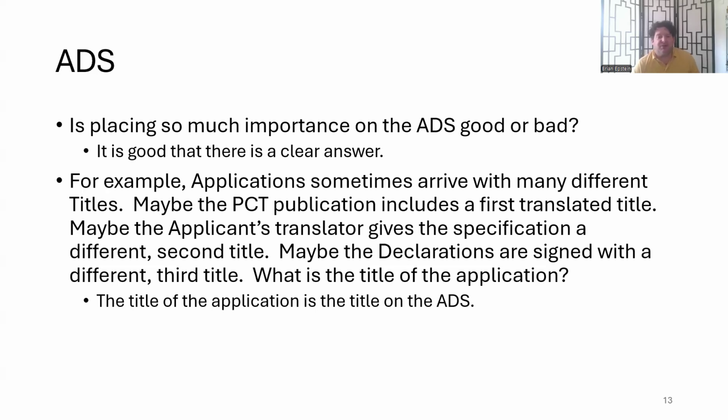Maybe the declarations are signed with a different third title, right? Some in-house person translates it. They don't know what the translator is going to say it is. They're not looking at the RO 101. Maybe they're using a declaration from the original Japanese filing, whatever it is. I guess it wouldn't have a declaration, it'd be an assignment.